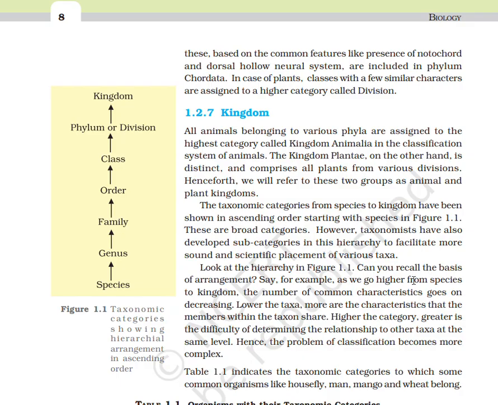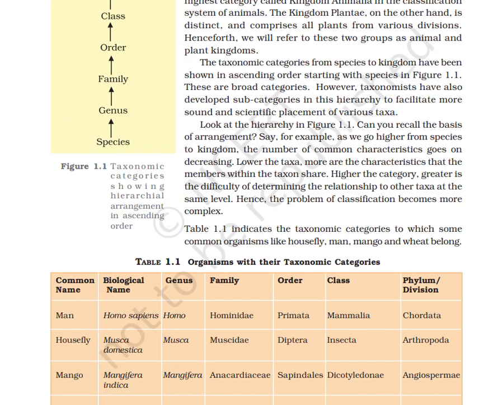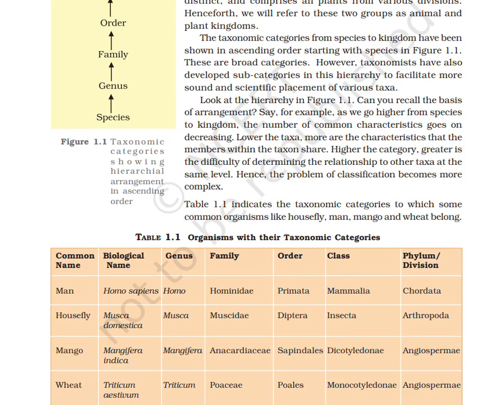Say, for example, as we go from species to the kingdom, the number of common characteristics goes on decreasing. Lower the taxa, more are the characteristics that the members within the taxon share. Higher the category, greater is the difficulty of determining the relationship to other taxa at the same level. Hence, the problem of classification becomes more complex.